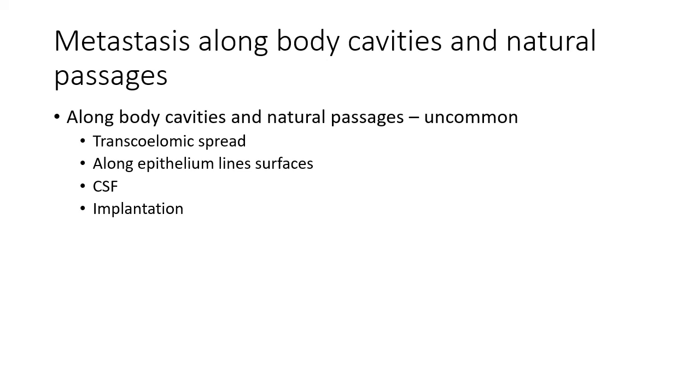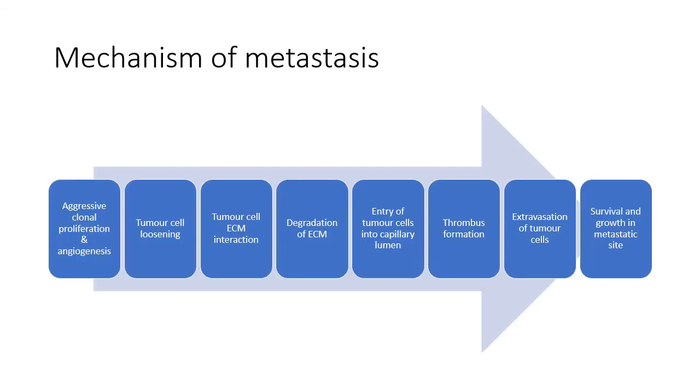Now coming to the mechanism of metastasis. The sequential steps in metastasis are shown here. The first step is aggressive clonal proliferation and angiogenesis. Remember, not all tumor cells have the capacity to metastasize. They don't have the right biological characteristics necessary for metastasis. So metastasis occurs when a subpopulation or clone of tumor cells which has the right biological characteristics to complete the steps involved in metastasis proliferates.